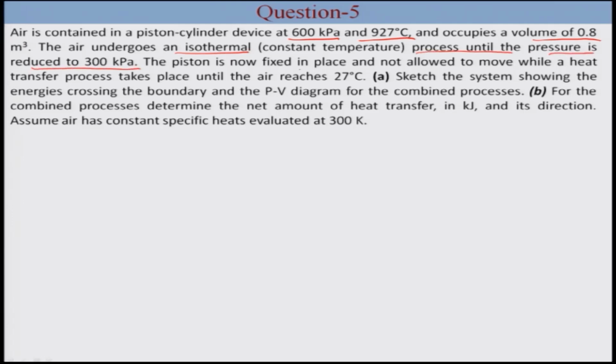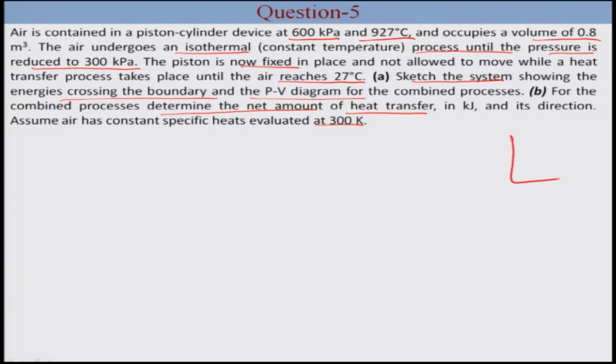The piston is now fixed in place and not allowed to move while a heat transfer process takes place until the air reaches 27 degrees centigrade. First, we have to sketch the system showing the energy crossing the boundary and the PV diagram for the combined process. Second, for the combined process, determine the net amount of heat transfer in kilojoule and its direction. Assume air has constant specific heats evaluated at 300 Kelvin. So first we have to draw this sketch of this system.